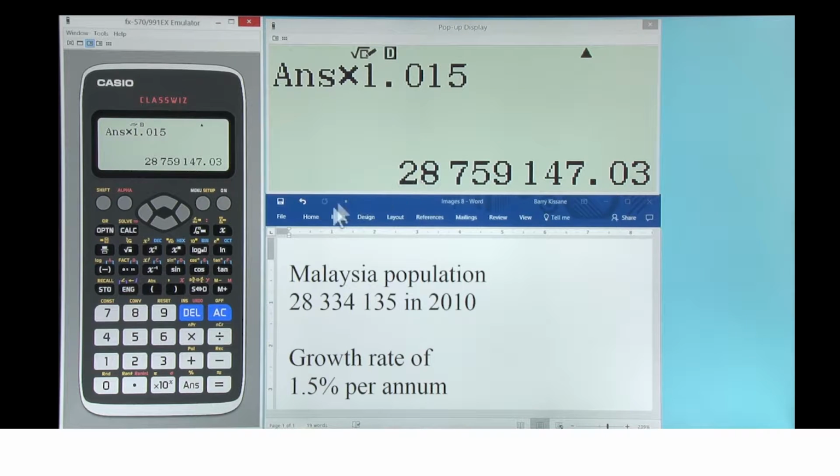In 2012, we need to press equals again to repeat the same command in ClassWiz and see in 2012 the population is a little bit over 29 million, and 2013, 2014, 2015, 2016. Every tap of the equals key repeats the previous command, which multiplies the previous value by 1.015.